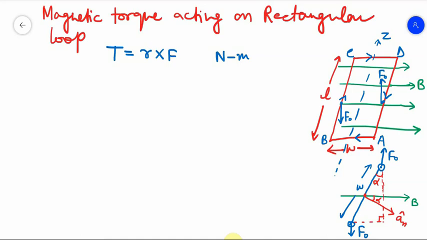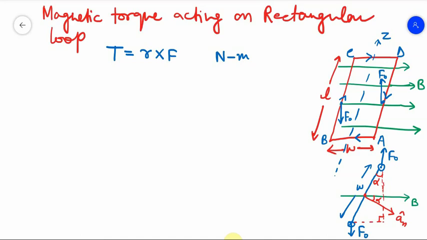Now if we consider an element dl which is parallel to B along the sides AB and CD of the loop, no force is exerted on these sides, because these two sides are parallel to this magnetic field B. So the force will be due to these two sides only, BC and AD.